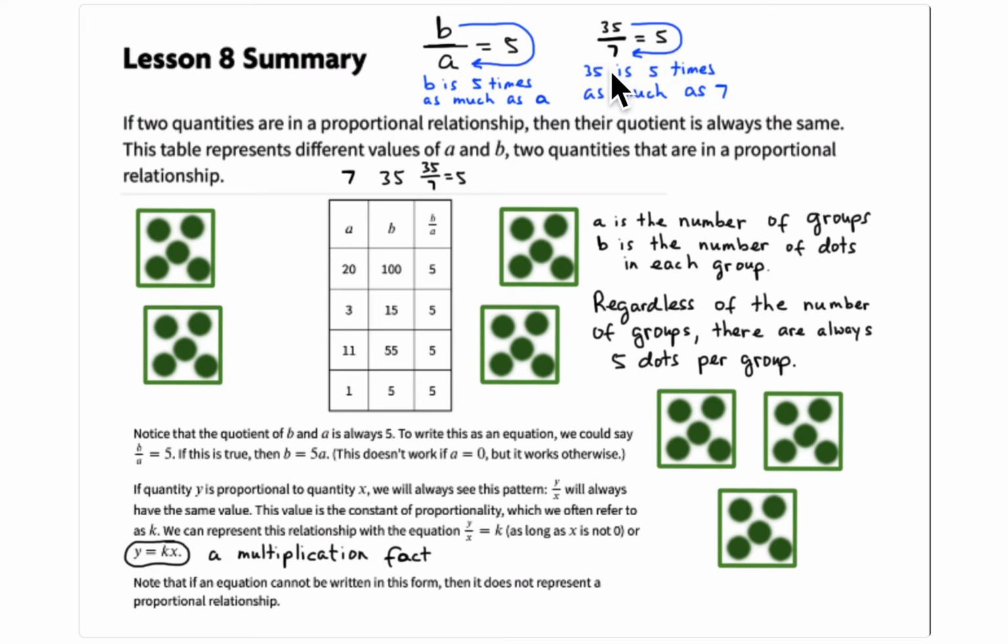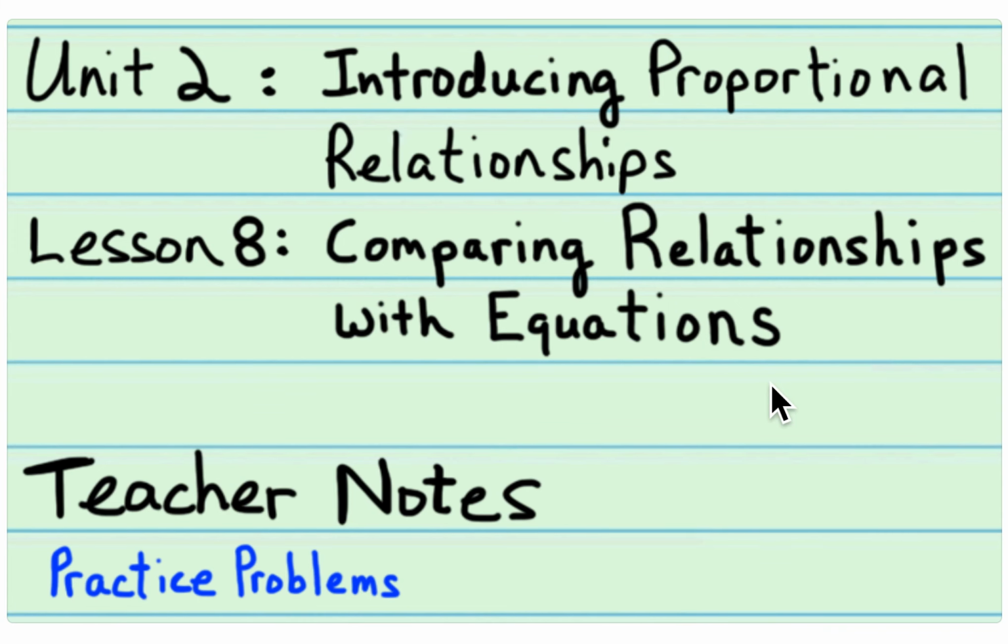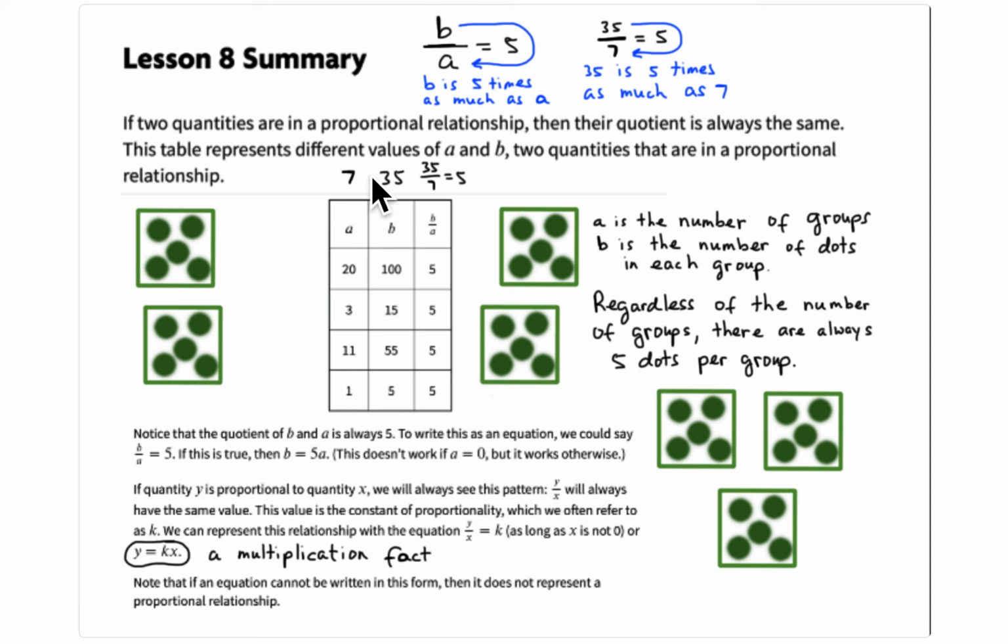I have 7 groups. How many dots are in each group? If I have a total of 7 groups and 35 dots, I have 5 dots per group. So regardless of the number of groups, there are always 5 dots per group. So this is the summary. It's useful to read through it on your own and just think about it on your own. What kind of image of a proportional relationship can you come up with on your own?